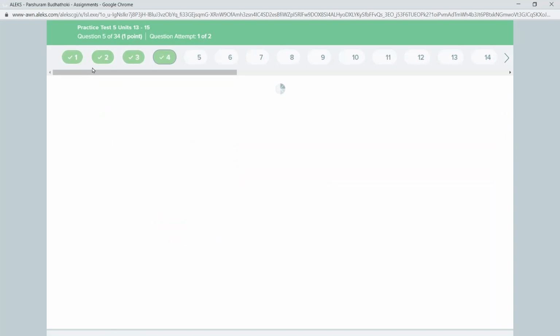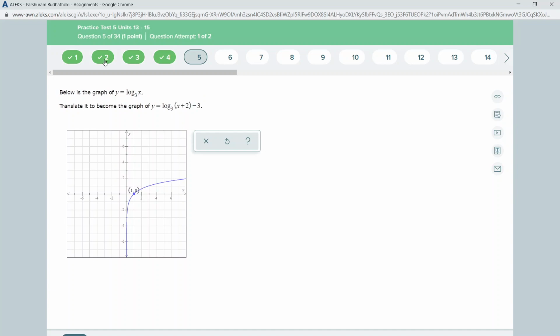So to solve this problem up to problem 4, you have to know the properties of the log function. Here we have the graph of log base 3 of x, and we want to plot the graph of this one. As you can see, log base 3 of x plus 2 means shift this graph 2 units to the left. So this point (1, 0) becomes (-1, 0). Then negative 3 means shift that graph 3 units down, so 1, 2, 3. This point (1, 0) becomes (-1, -3), and we're done.